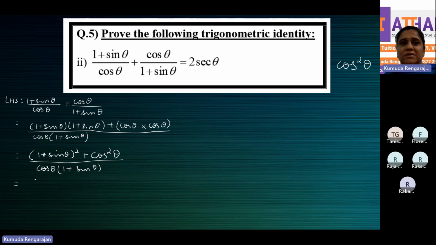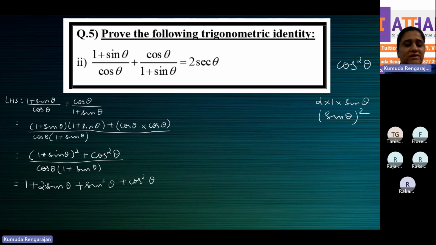A square plus 2ab plus b square. You have something which looks like a plus b the whole square, so expand it: a square plus 2 into a into b. So 2 sine theta, plus b square. B square is sine theta the whole square, which is nothing but sine square theta. The cos square theta you can write as it is, divided by cos theta into 1 plus sine theta.